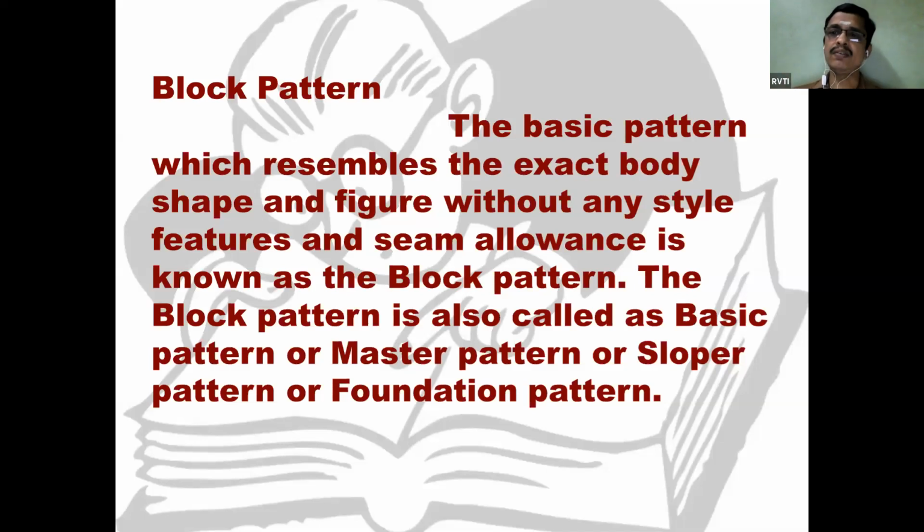There are different types of allowances we give along with the measurements during pattern making. What are the different types of allowance? One is ease allowance. The allowance which is given to the measurement for comfort is known as ease allowance. We must give ease allowance because if I were stitching a garment for a toy or an idol, there would be no need of ease allowance. But garments are stitched for human beings.